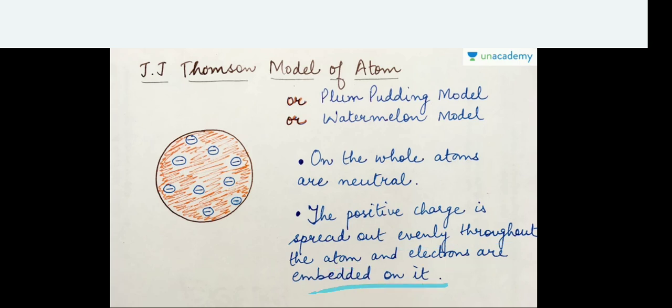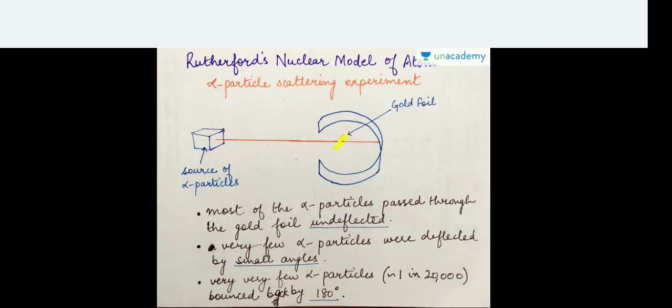Now, later on, many other experiments were carried out by different scientists, and Rutherford said that although the atom contains negatively charged particles, the structure of the atom is not as proposed by J.J. Thomson. So the next experiment that led to the discovery of the nucleus was Rutherford's nuclear model of an atom. In the next lecture, we'll see what kind of experiment was carried out by Rutherford and how it led to the discovery of the positively charged nucleus.